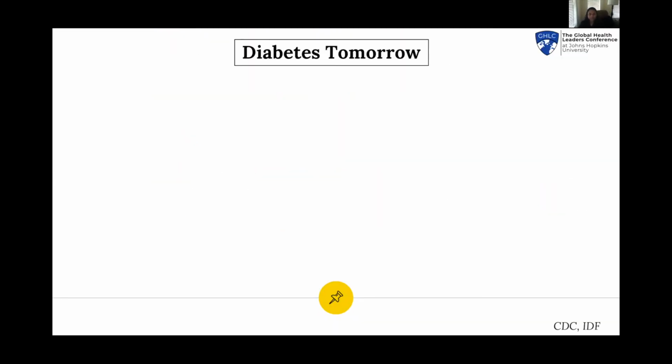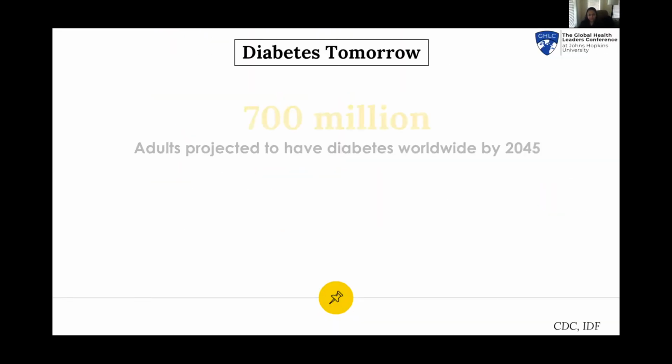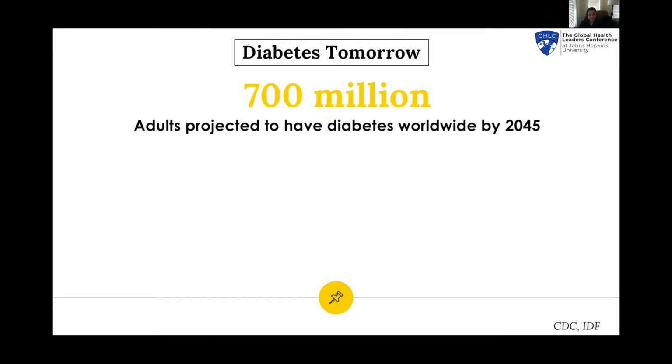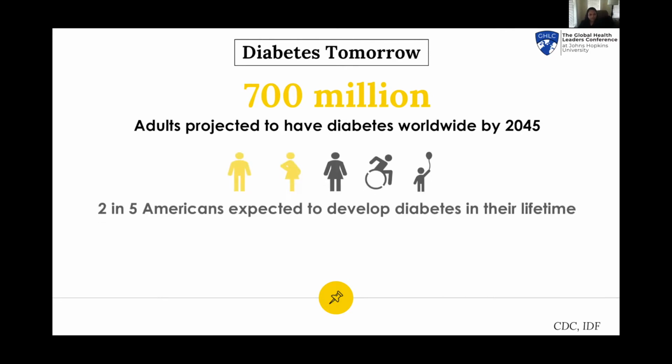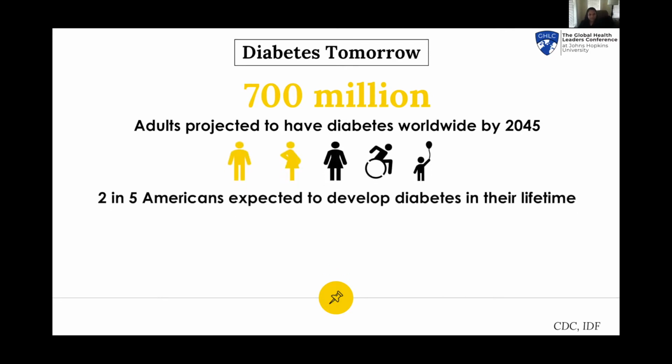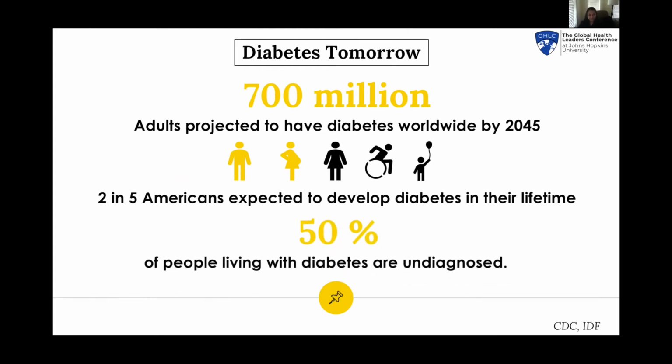Now I want to point out some future statistics. By 2045, the IDF predicts that over 700 million adults are projected to have diabetes. This is 1.5 times the amount from today's current number. Furthermore, 2 in 5 Americans are expected to develop diabetes in their lifetime. That's 4 times the amount today. And lastly, 50% of people living with diabetes are undiagnosed, so they don't even account for the numbers that I've spoken today.